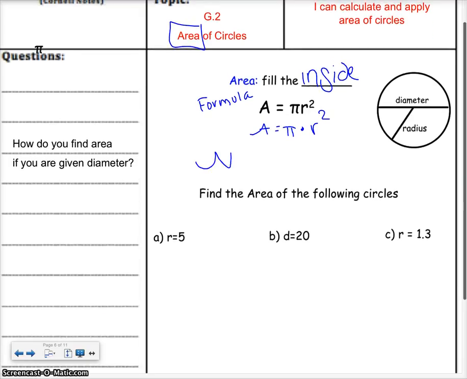Maybe write yourself a note that you always need radius. If you're given diameter, if you have the whole diameter, you're going to have to manipulate it because you have to always have the radius is what you will need. Okay, so let's work it.